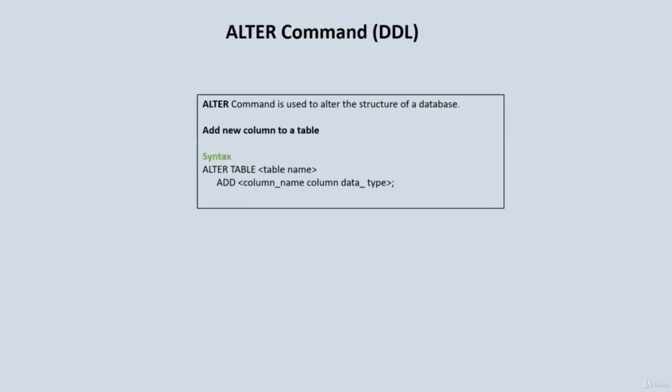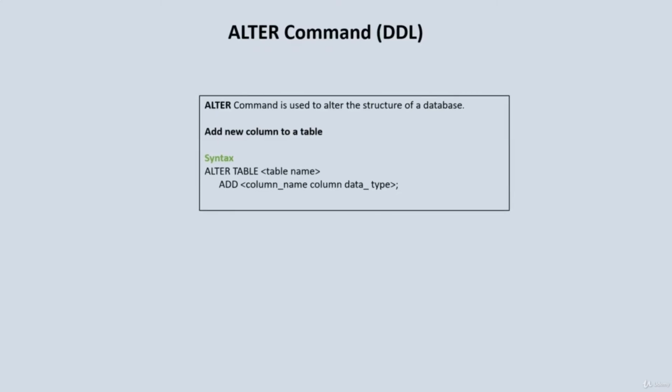Assuming we need to add a new column to an existing table, so we want to alter the structure of that table. The syntax to do that is we have the keywords alter table followed by the name of the table. And since we want to add a new column, we have the keyword add, and then the name of the new column, followed by the data type of that column. Let's switch over to SQL Server and see what this looks like.